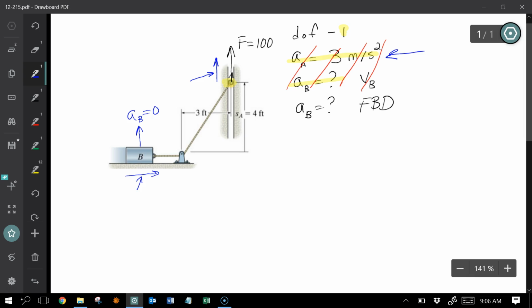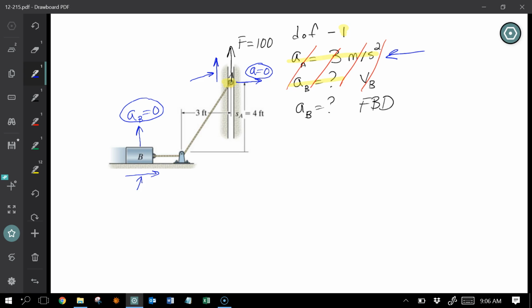Just to emphasize this, for example, the acceleration of A horizontally is equal to 0. So you could say, well, look, I know 2 accelerations. But again, these accelerations are not in the direction of the motion, so they are not the ones that you need. You need an acceleration along the direction.